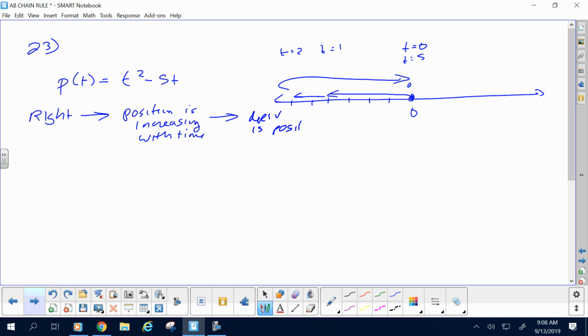What is the derivative of position? Velocity. Velocity is positive. So when you're talking horizontal movement, if the velocity is positive, it's moving right. If the velocity is negative, it's moving left. If the velocity is 0, it's temporarily at rest. So we are going to find, first of all, the velocity, which is the derivative of the position.